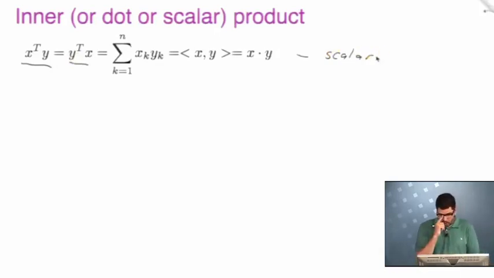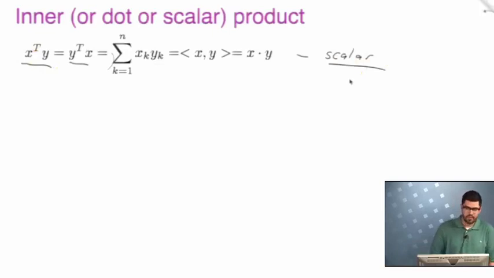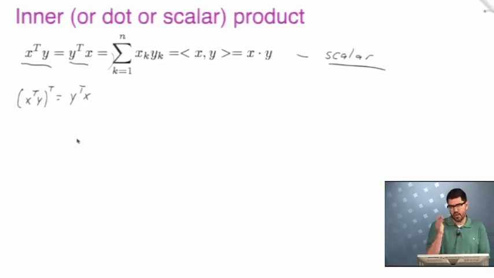Okay? Now the interesting thing here, one thing to note, and this actually becomes useful, is that since it's a scalar, if I take the transpose of a scalar, I get the same scalar. So if I take x transpose y transpose, that is going to be equal to y transpose x, and it doesn't change. So they're both equal to each other, and that's a neat trick, and you might find it useful later on. Okay, so let's look at this.